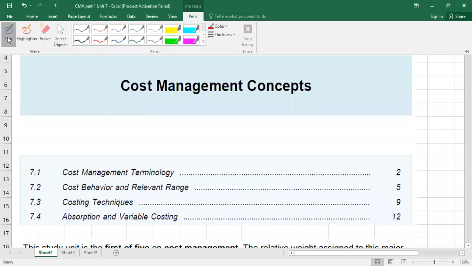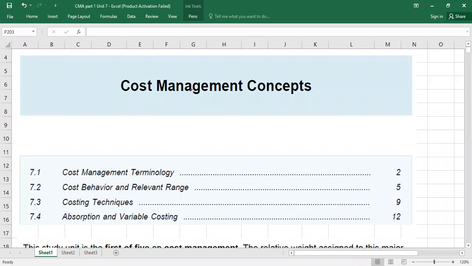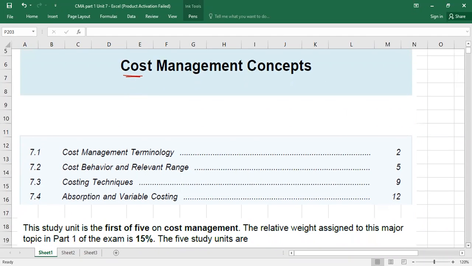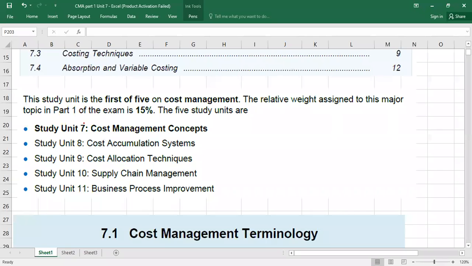So guys, we are going to discuss today about study unit 7. And this chapter is called Cost Management Concepts. And also remember, this is the second section of CMA. This is called costing section. And in costing section, we have these units: unit number 7, unit number 8, unit number 9, 10, and 11.